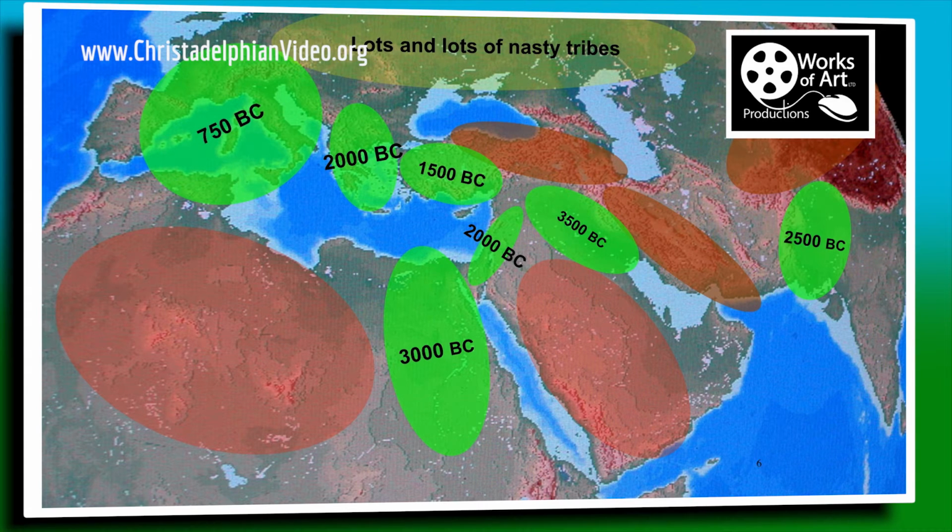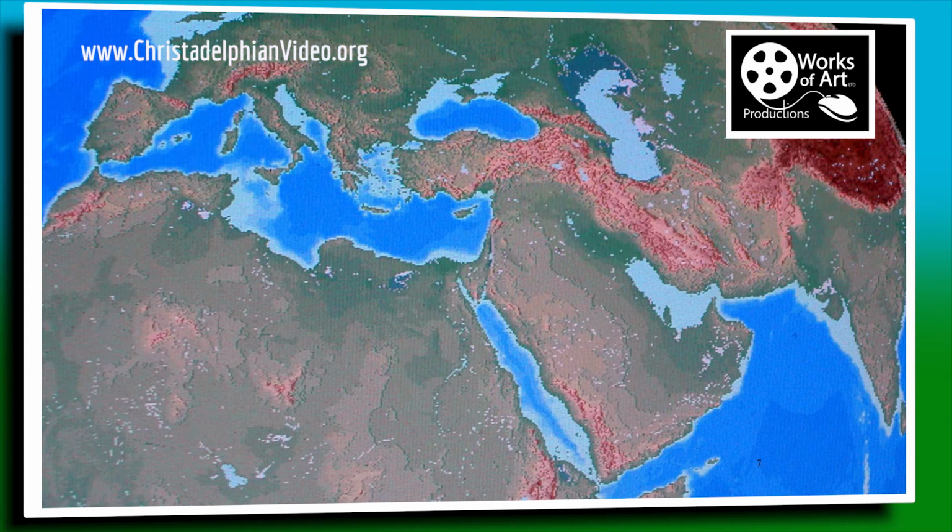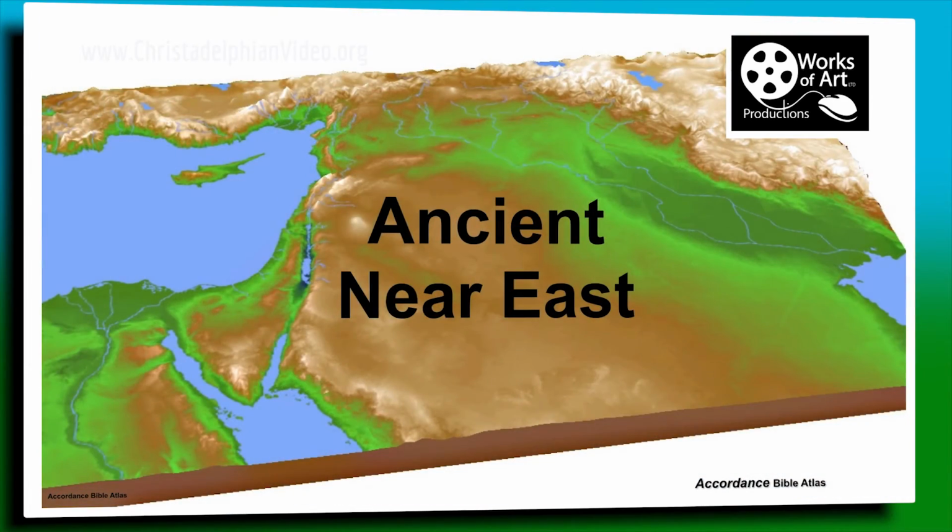And then the Romans are very, very latecomers. And we're going to talk about all these different groups coming together in Canaan as we travel around, and we still have these nasty tribes. Okay, let's take a look at this in detail, the ancient Near East.